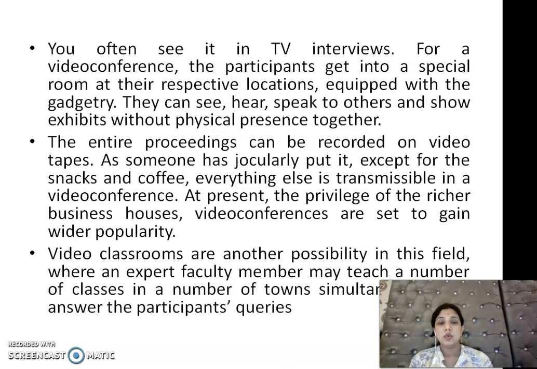You can see what they are saying, what the expression is, you can see very physically, they are clearly visible in front of all who are connected. Clear? The entire proceeding can be recorded on videotapes, as someone has jocularly put it, except for the snacks and coffees.